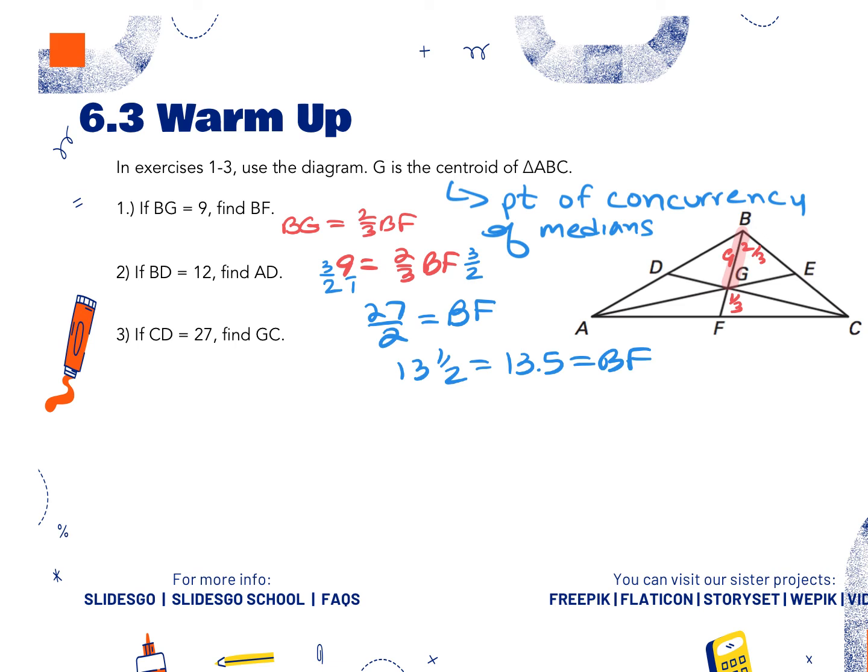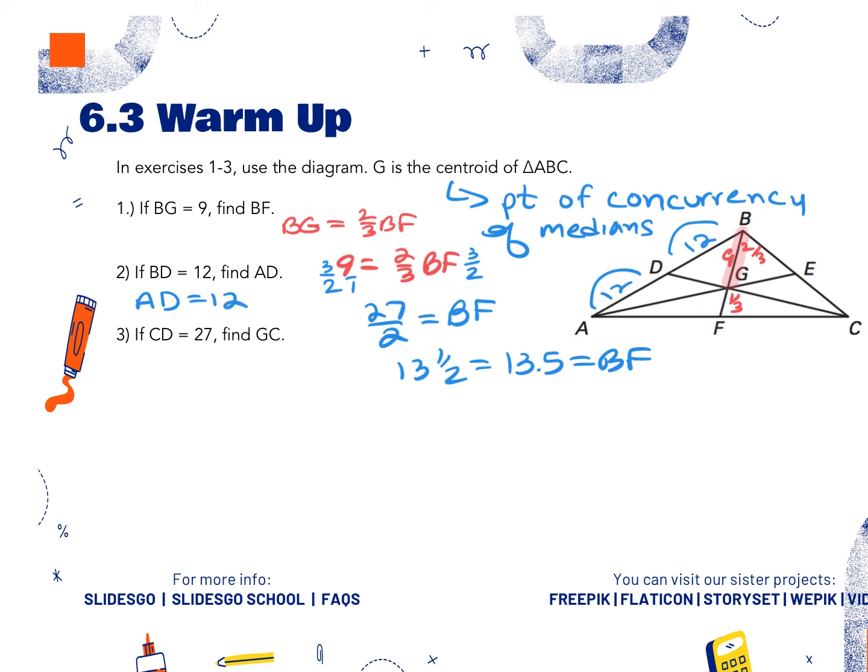Here, BD equals 12. So this one over here is 12. Find AD. Well, I know that when I create a median, D is my midpoint. So if this side is 12, then this side is 12. So AD equals 12.